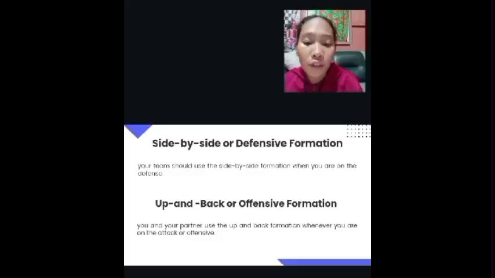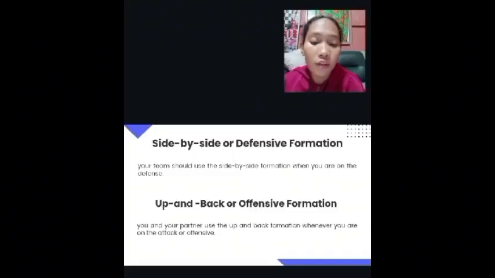Your team should use the side by side formation when you are on the defense. One of you will be responsible for the left half of the court from the net to the baseline and the other for the right. Since most attacking shots land in midcourt or deeper, the two of you playing side by side can reach virtually all of them.